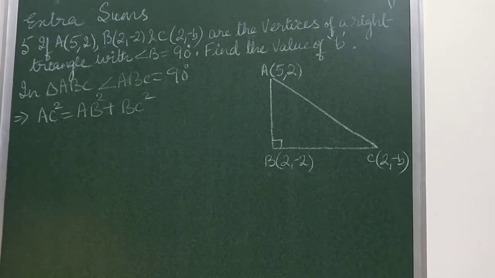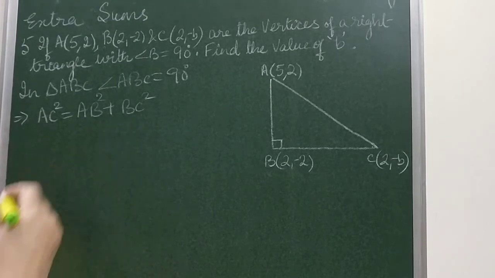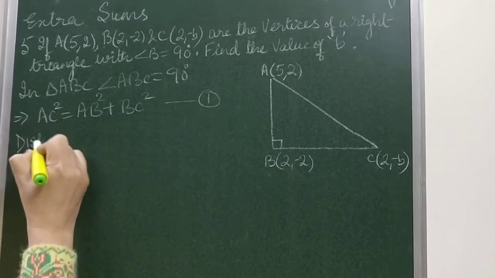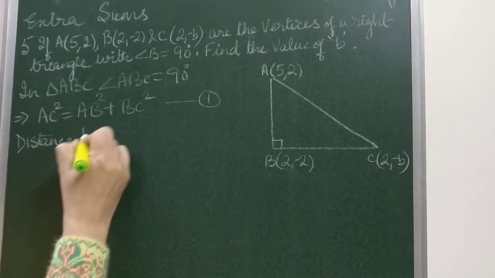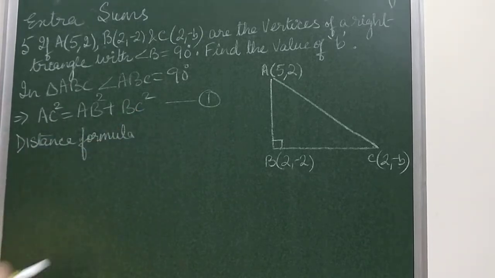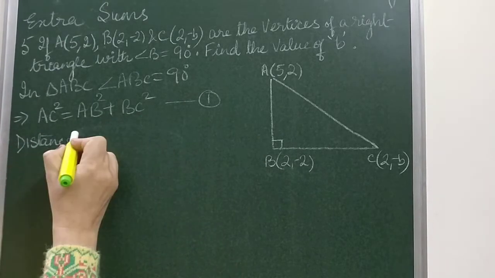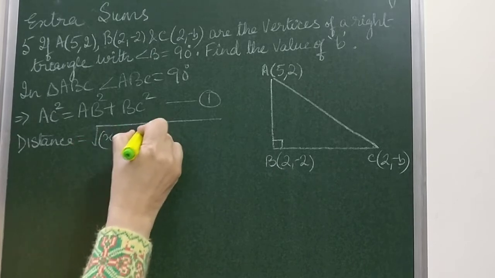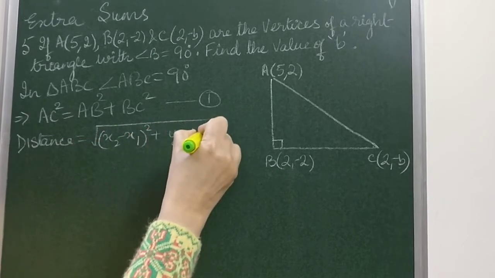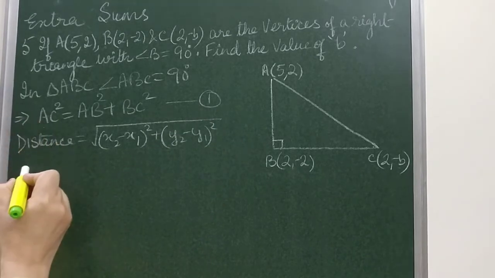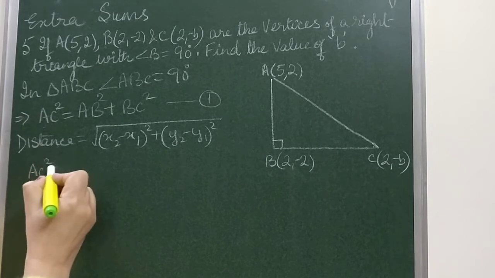We will apply the distance formula here also, and here also. So the distance formula, you know it: distance is equal to root of x2 minus x1 the square plus y2 minus y1 the square, right? So AC square, let us find out first.